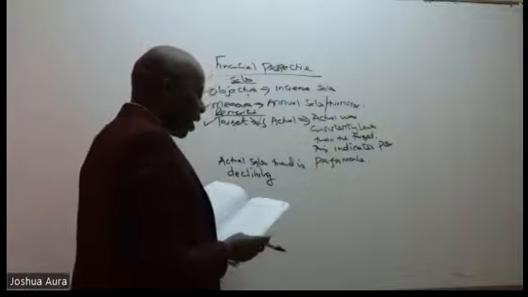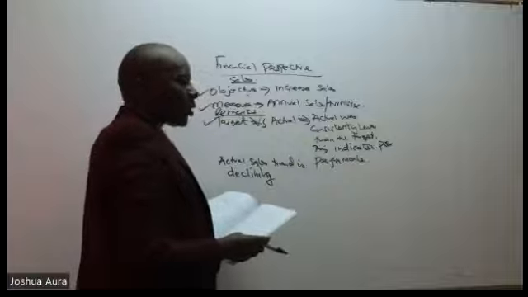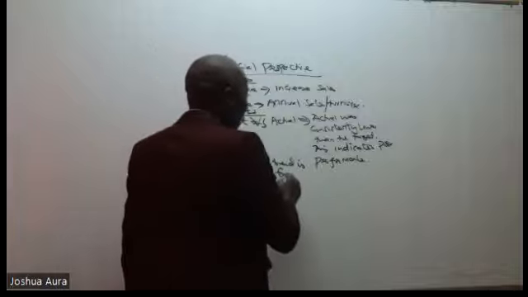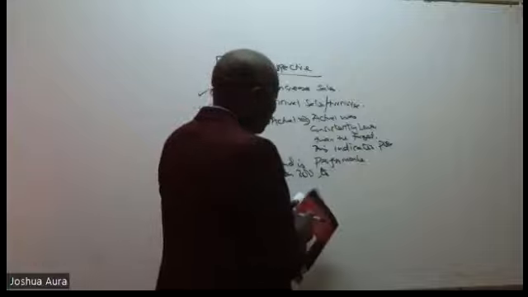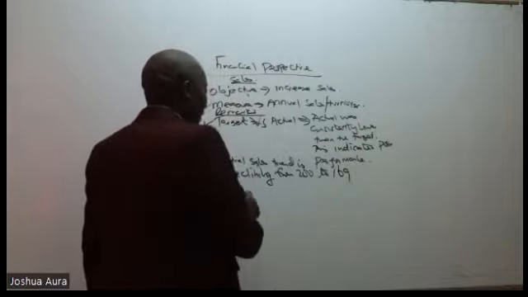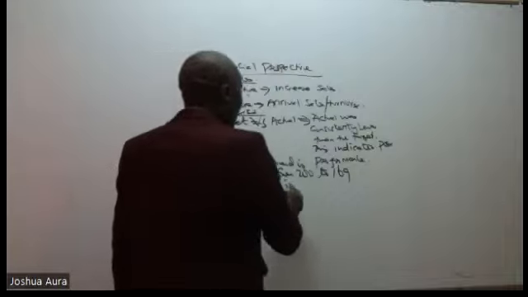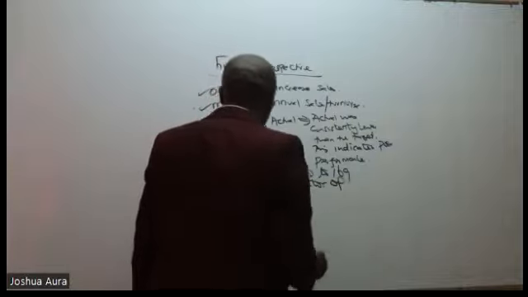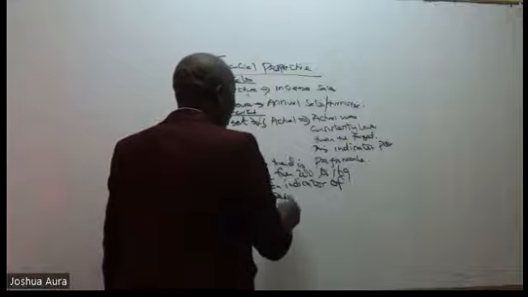Somebody looked at the actual account at 200. From 200, we went to 192. From 192, went to 169. So the actual sales trend is declining from 200 billion to 169 on average. This again is an indicator of poor financial performance.